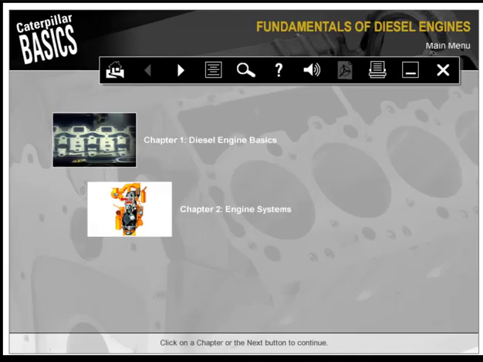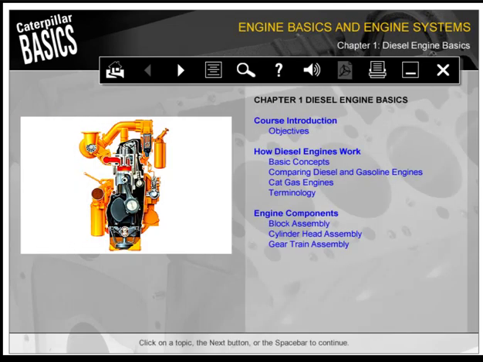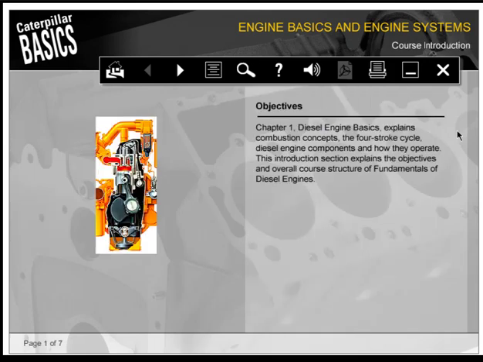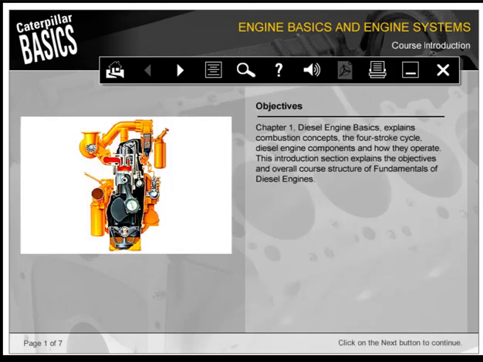Welcome to the Caterpillar Basics Library. Click the left-hand mouse button to select a course. Chapter 1, Diesel Engine Basics, explains combustion concepts, the four-stroke cycle, diesel engine components and how they operate. This introduction section explains the objectives and overall course structure of fundamentals of diesel engines.